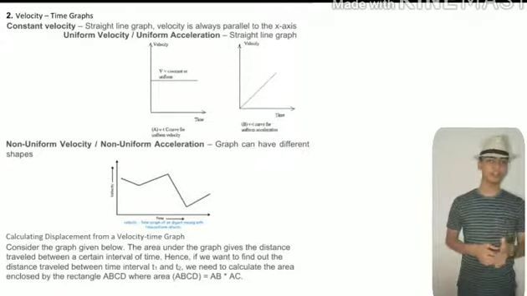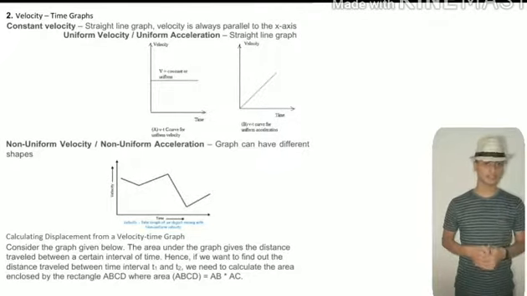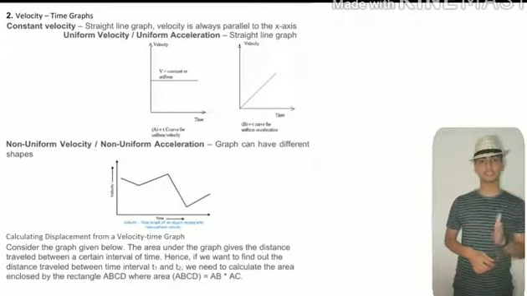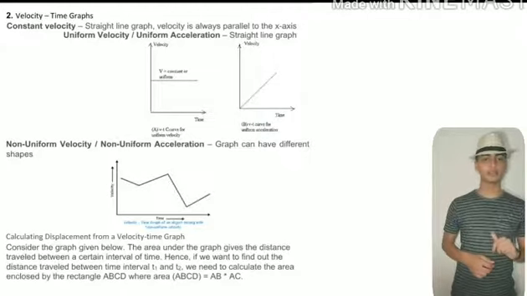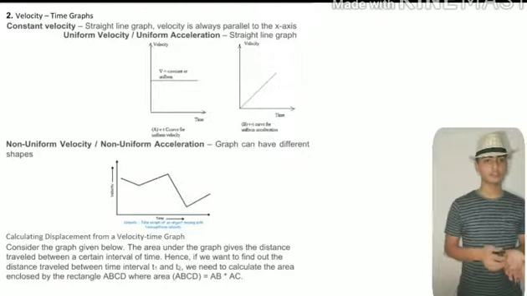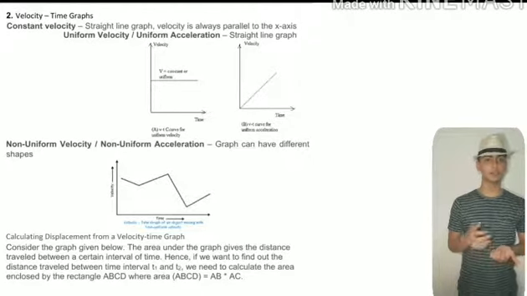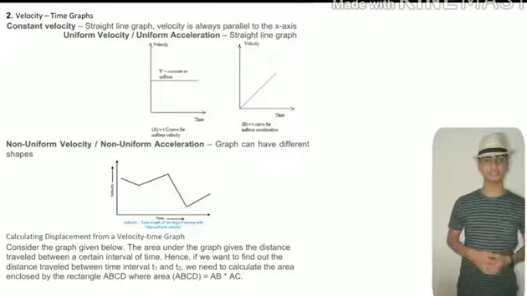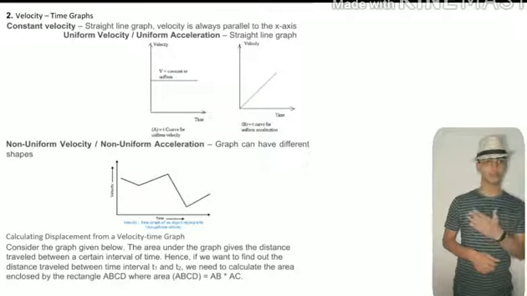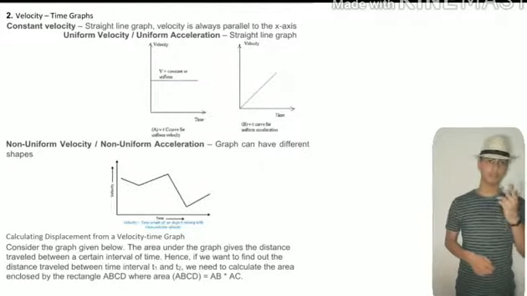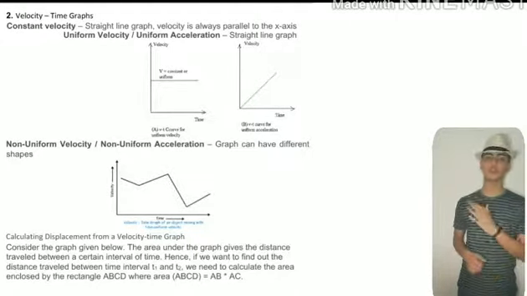The straight line graph, velocity is always parallel to the x-axis, whereas for uniform velocity or uniform acceleration we'll be getting a straight line graph. So first let us see the uniform velocity graph between v and t. Here we can see a straight line that is parallel to the x-axis. In the second graph, of uniform acceleration, the graph is inclined, the same as the graph we have seen in the case of uniform motion. It is also inclined at 45 degrees.